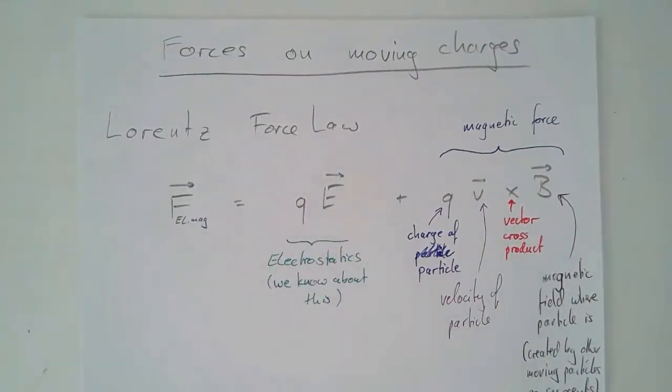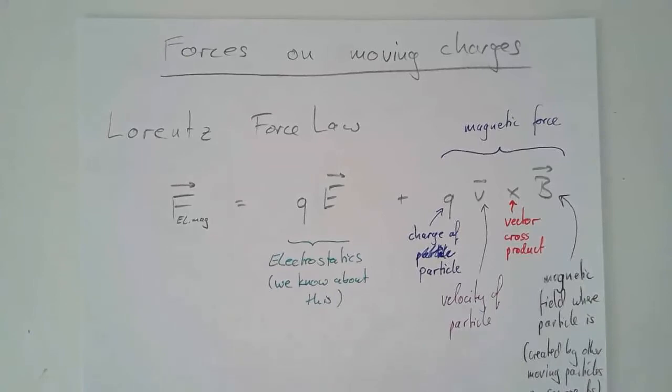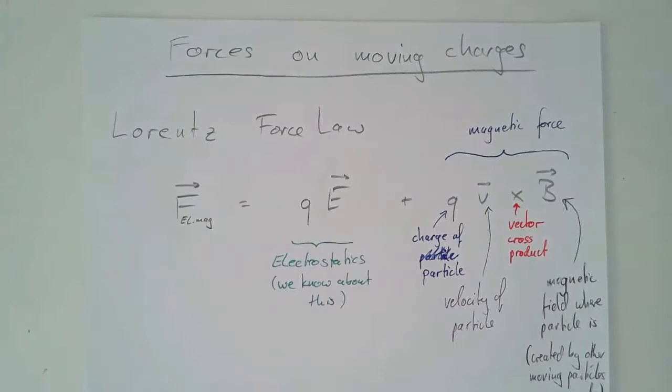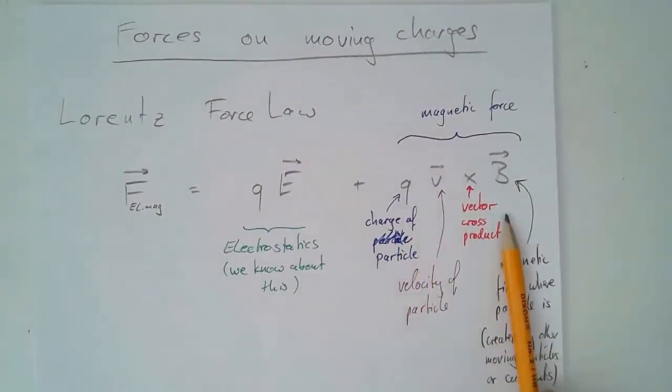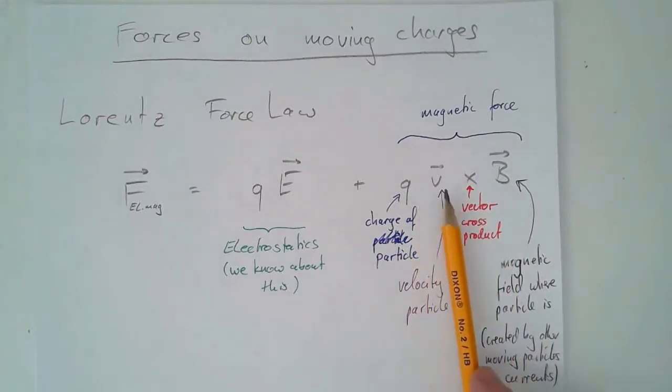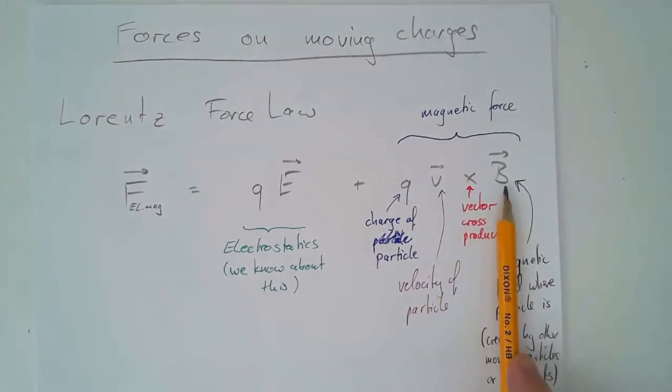And written out in full, it consists of two parts. So the force is equal to the charge times the electric field. That's the part that you know from before, right? That's electrostatics, that we've practiced to death. The new part, the magnetic part, is this. And this is Q V cross B.